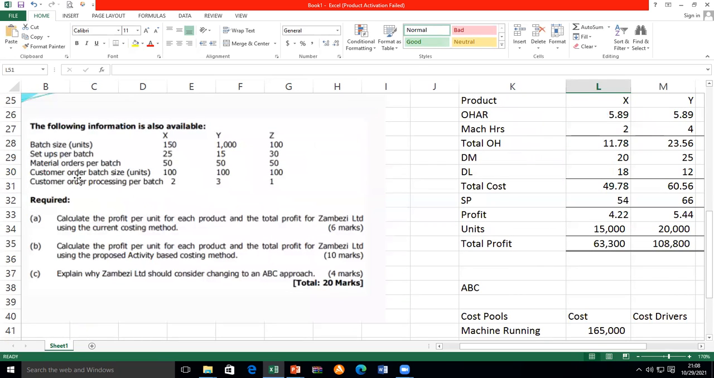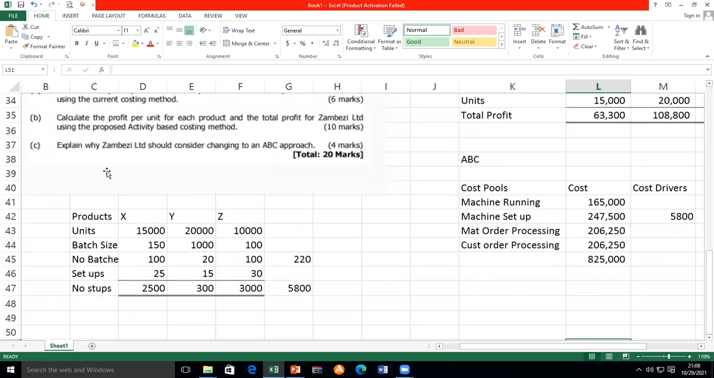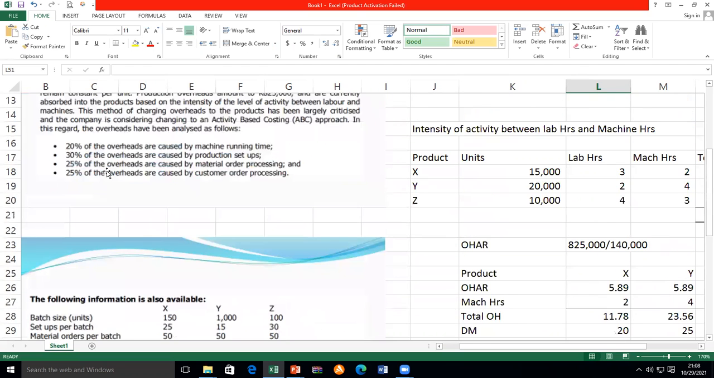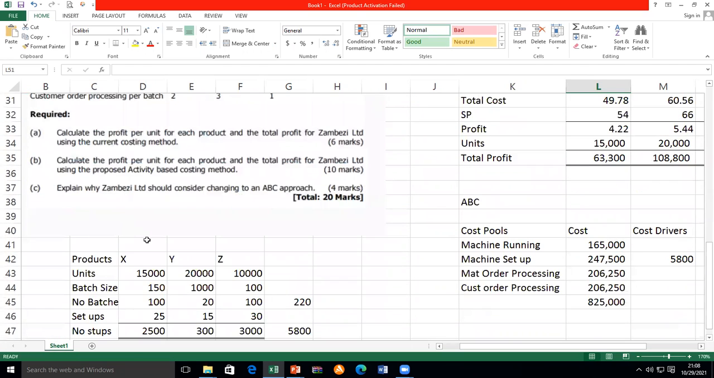Second one, customer orders per batch. Let's go. First, material orders. Material orders each batch. So you want to know the number of material orders. For which one? For this one here. Material orders. So how many orders do we have?